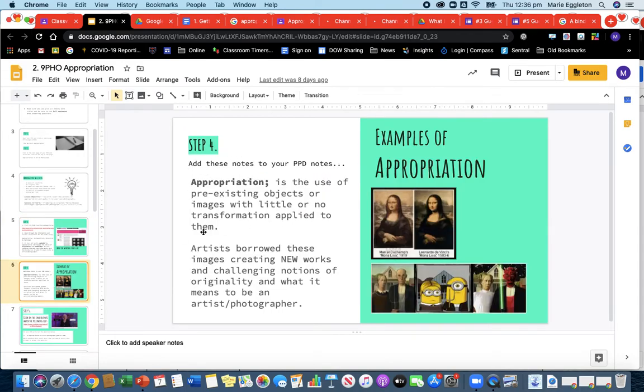I want you to add this page of notes into your PPD. So an appropriation definition, there we go: using pre-existing objects with little or no transformation. And here I said Marcel Duchamp, I mentioned this, all he did was put a moustache on the Mona Lisa, call it his own. Here are some other appropriations of mother and son. The Minions, my kids love Despicable Me, and there's a Star Wars one, okay? So how artists borrow and change these works.